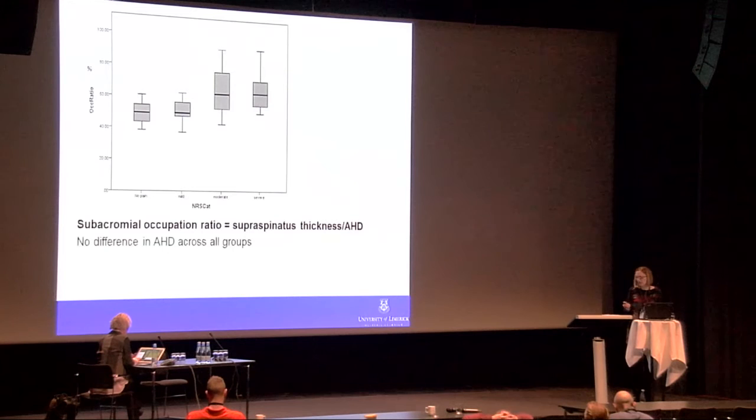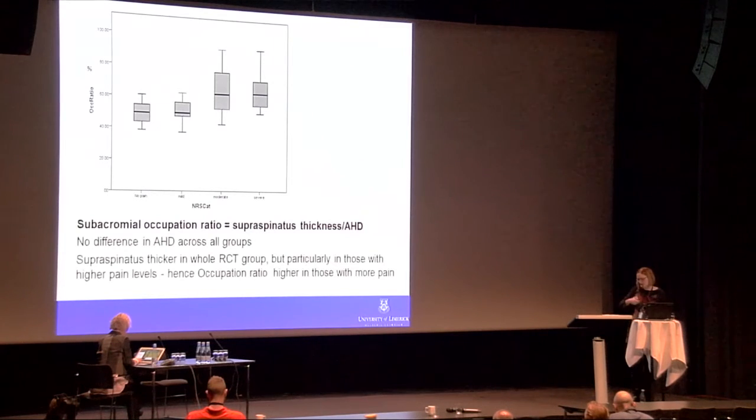So there was no difference in subacromial space across the controls or the symptomatic group. The supraspinatus tendon was thicker in the whole rotator cuff tendinopathy group. But then we divided them up. My statistician helped me out in terms of dividing the 40 of them up into, so the controls are on the left here.